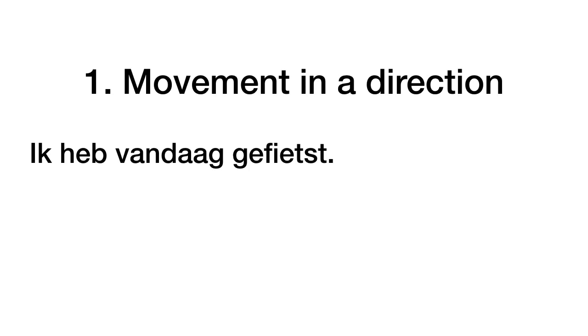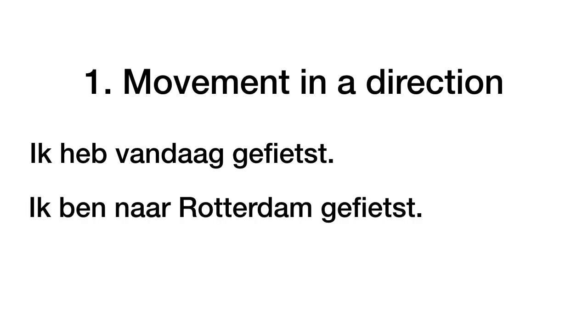And we use zijn for various reasons. The first reason we're going to look into is movements in a direction. Let's take a look at the following sentence. Ik heb vandaag gefietst. I have cycled today. It's a sentence you might use a lot when you live in the Netherlands. And the second sentence. Ik ben naar Rotterdam gefietst.